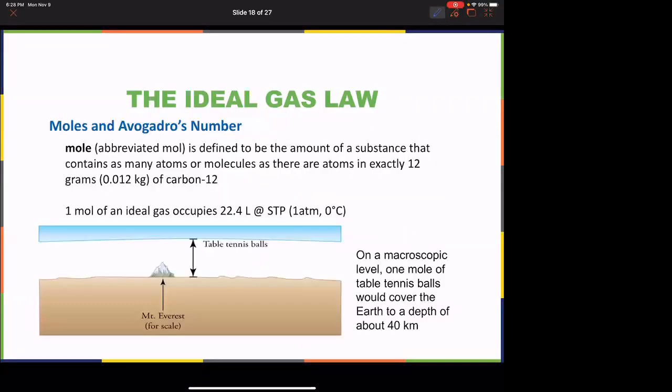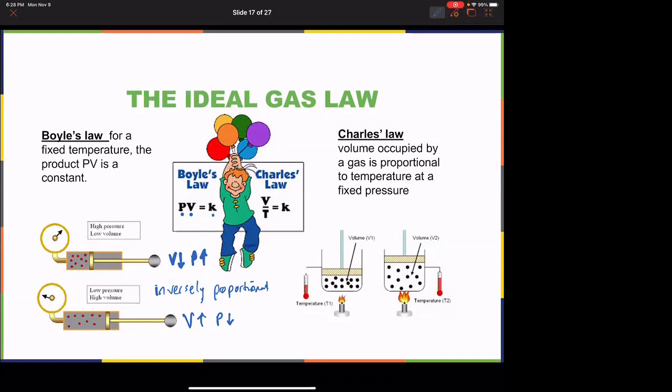And then Charles' law has a direct proportion. Temperature goes up, volume goes up. Temperature goes down, volume goes down. So this is telling us the volume divided by the temperature is constant. And the ideal gas ratio: P1 V1 over T1 equals P2 V2 over T2. So the pressure times the volume divided by the temperature is always constant throughout the entire process. That's the ideal gas ratio.